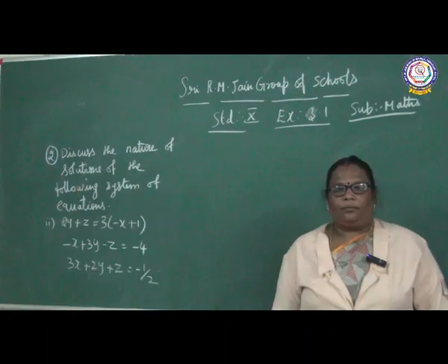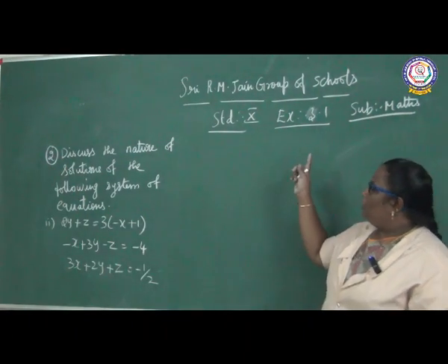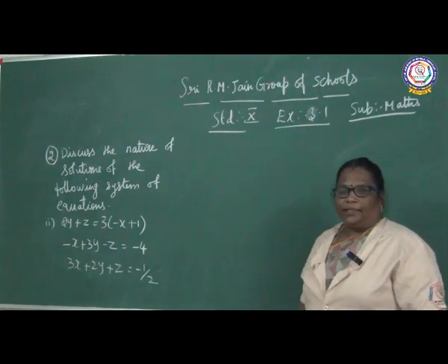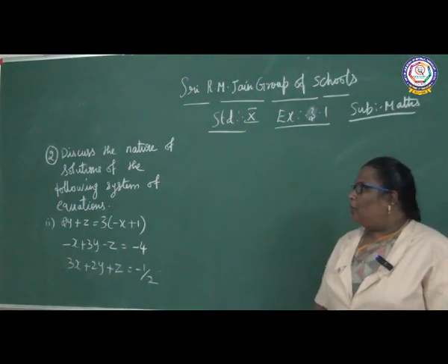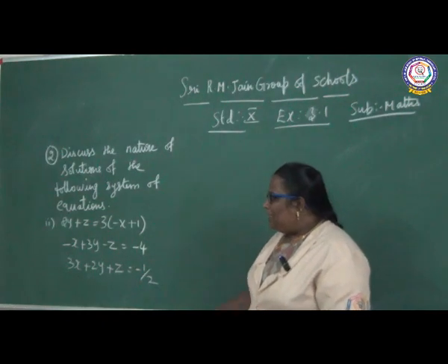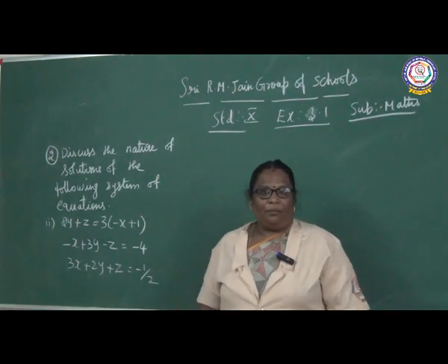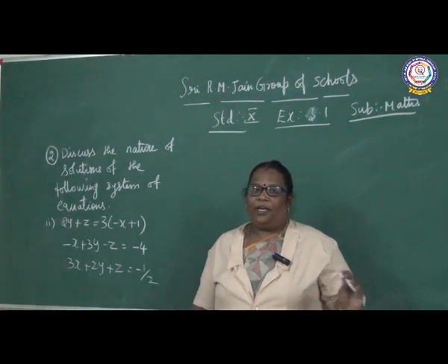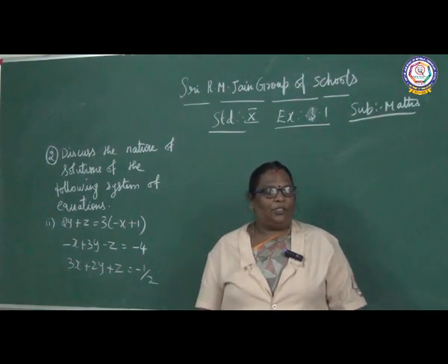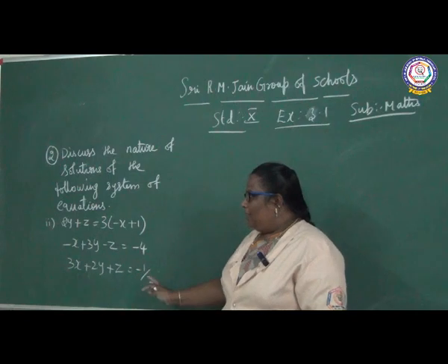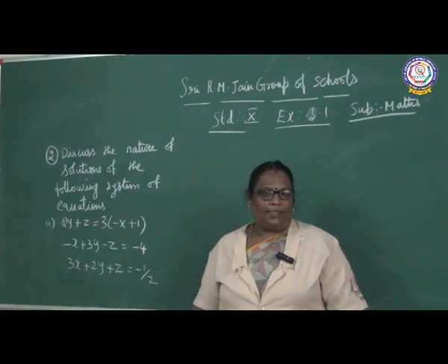See here, children, this is exercise 3.1, second sum. The same thing, they discuss the nature of the following system of equations. Here we are having three equations. In the previous sum we have seen the infinite number of solutions. I hope, children, you understood that sum. Now we are moving to the second sum.